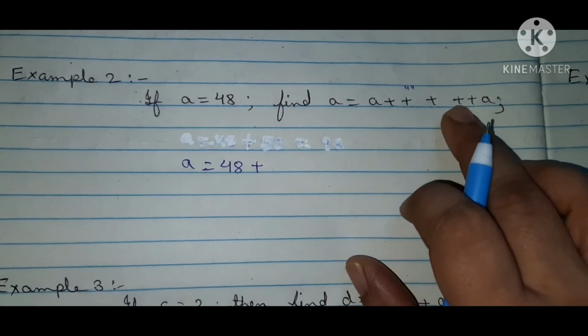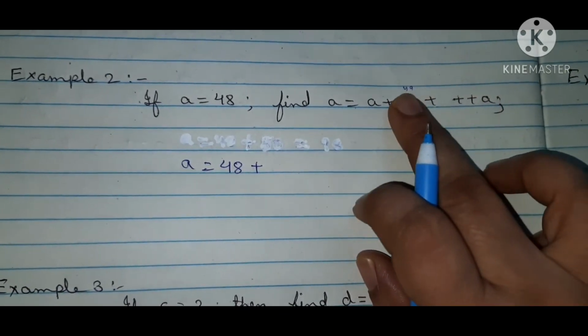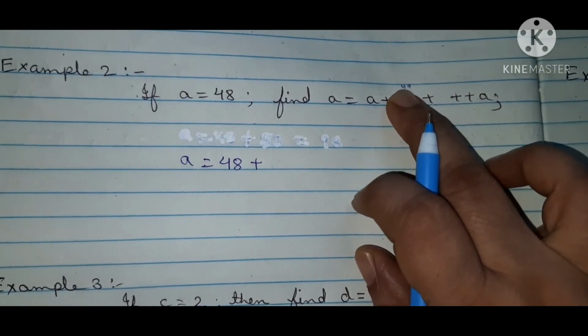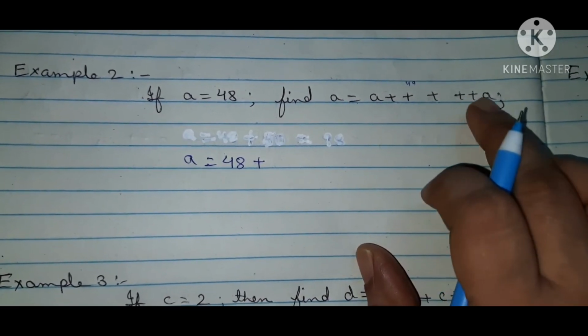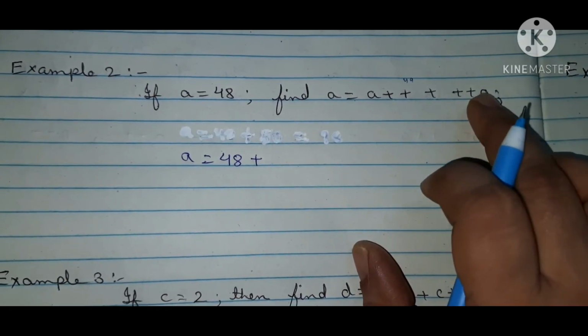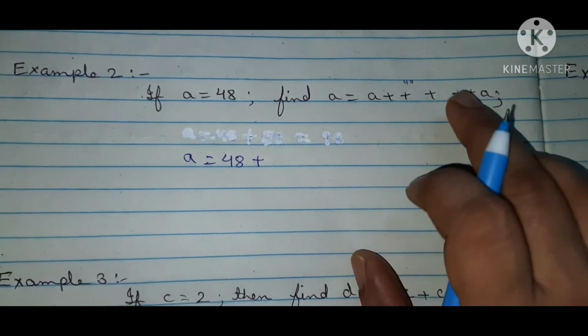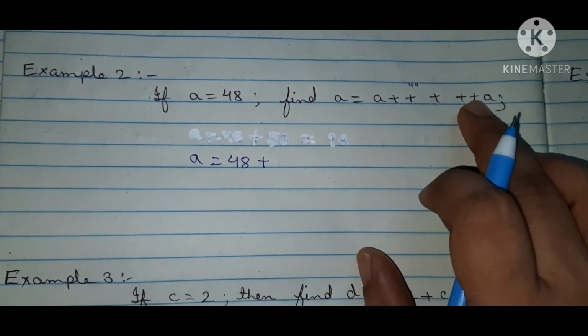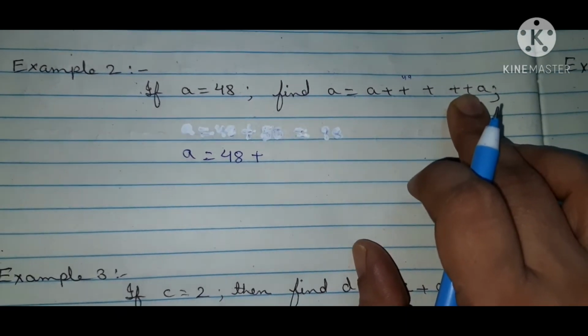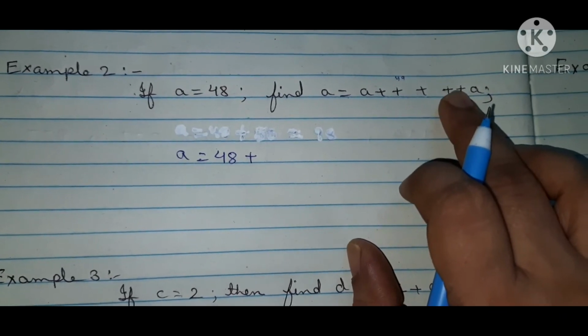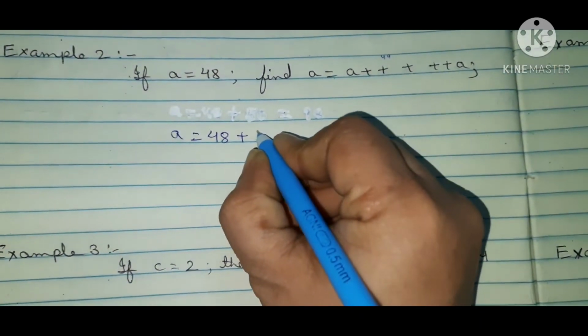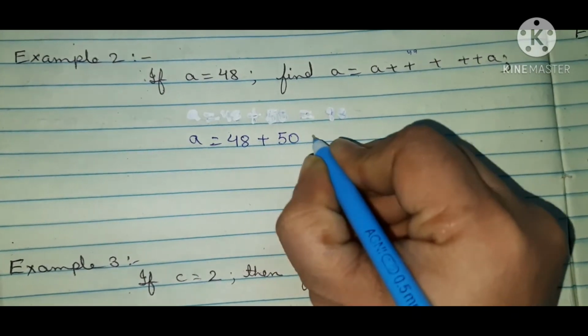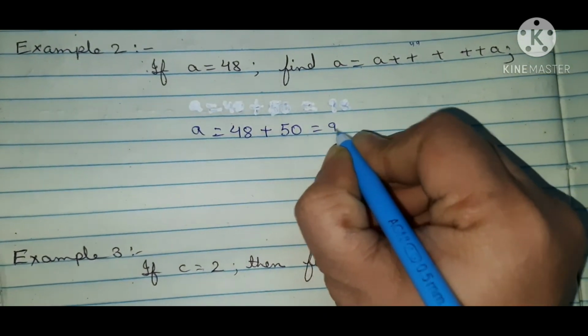Now the value of a is 49. Here it is the prefix ++a. The value of a has already increased to 49. Here it says first increase and then write. It was 49, now again it has increased to 50, since ++ adds 1. Now it is 50 and we write 50 here. So 48 plus 50 is 98.